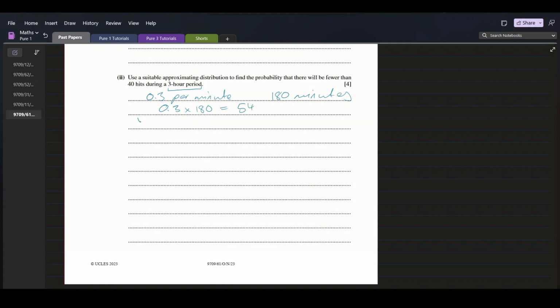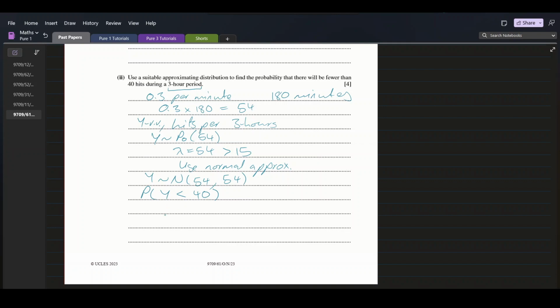So if we let Y be the RV hits per 3 hours, Y follows a Poisson distribution with lambda 54, and since lambda is greater than 15, we can use the normal approximation to the Poisson distribution. So Y follows a normal distribution with mean lambda, which is 54, and variance lambda. We would like to find the probability that there are fewer than 40 hits, so Y is less than 40.